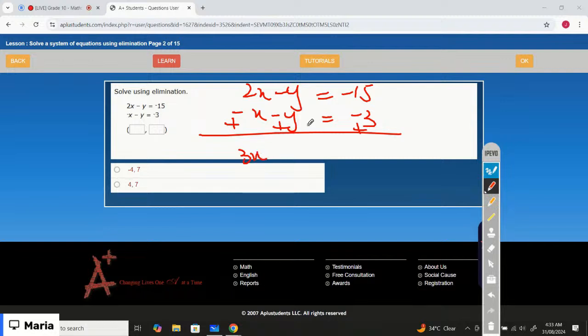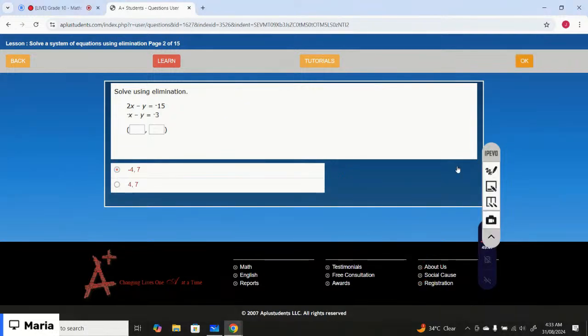2 plus 1 is 3x. Negative y plus y cancel out. You are left with negative 12, so 3x equals negative 12. So x equals negative 4. Now put x equals negative 4 in any of the equations and calculate the value of y. So that is negative times negative 4 minus y equals negative 3. So 4 minus y equals negative 3, so negative y equals negative 7, y equals 7. So option number 1 is the correct option. That is negative 4 and 7. Option number 1 is the correct option.